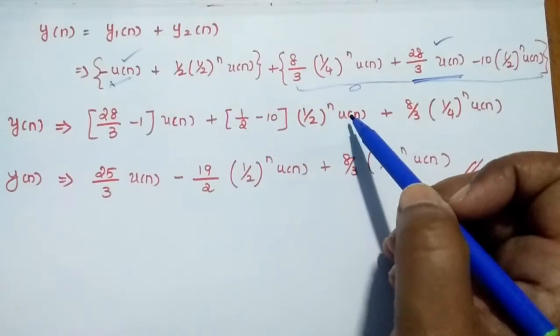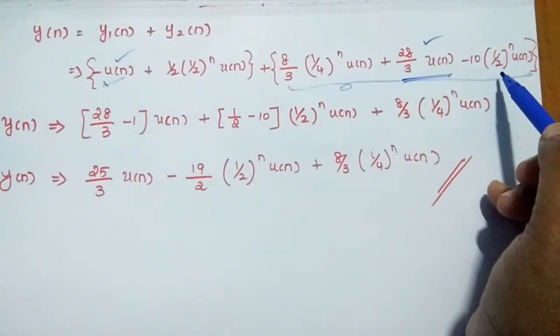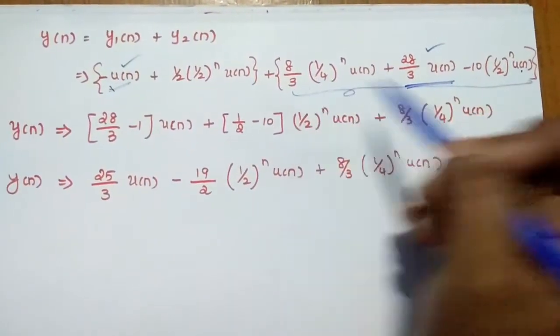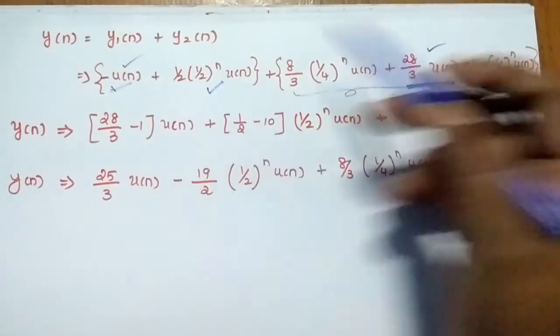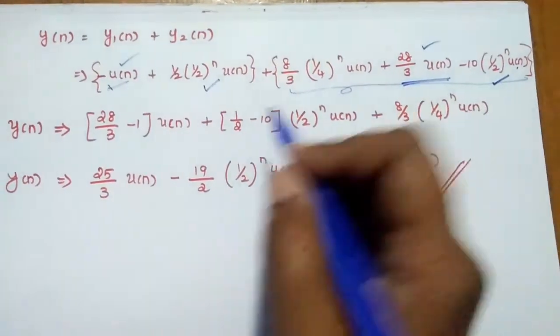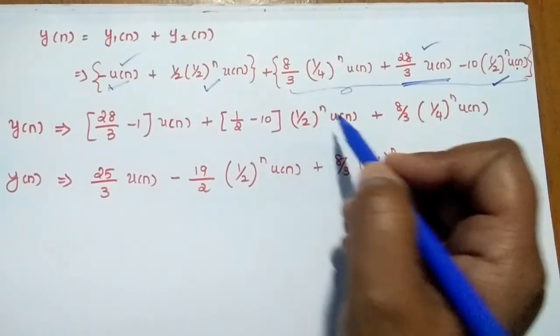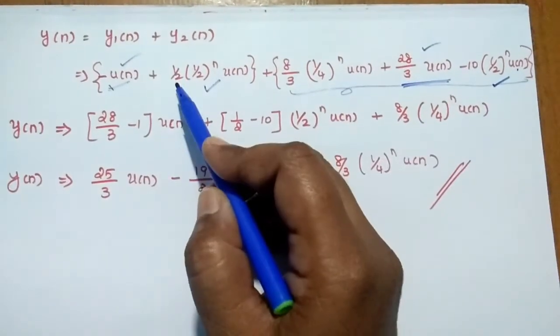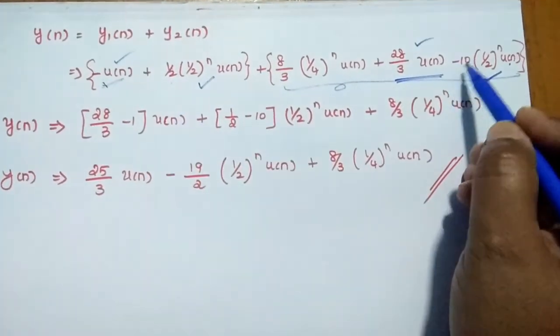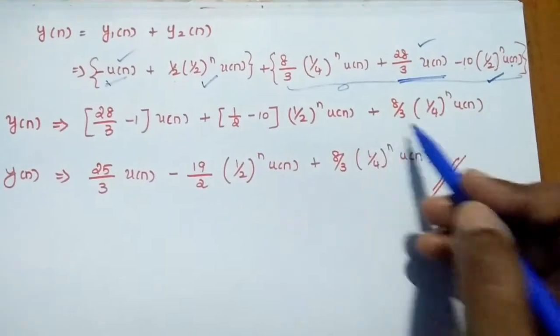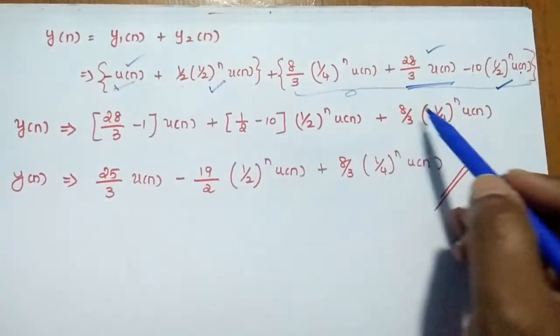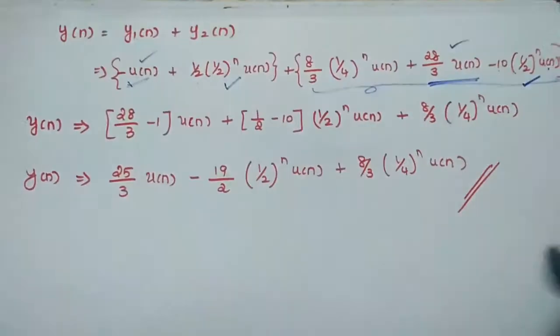And next, okay, we have to take these two terms, u of n and another u of n. 1 by 2 the whole power n is there, 1 by 2 the whole power n is there, right? So 1 by 2 the whole power n into u of n is common, and the remaining term is what? 1 by 2 minus 10. So 1 by 2 minus 10. Next plus 8 by 3, 1 by 4 the whole power n u of n as such.